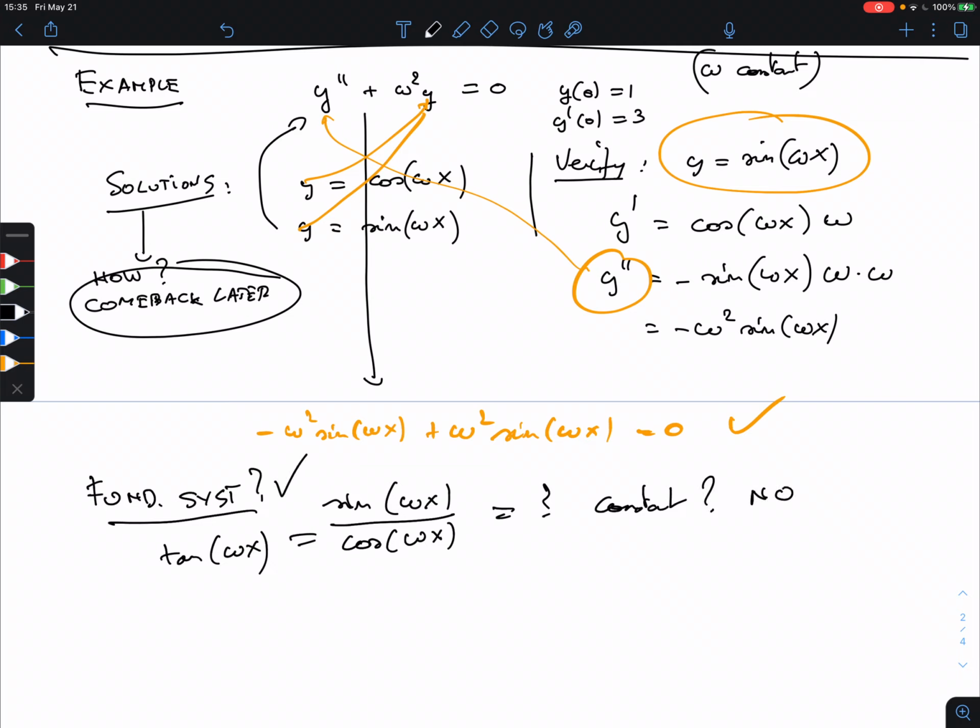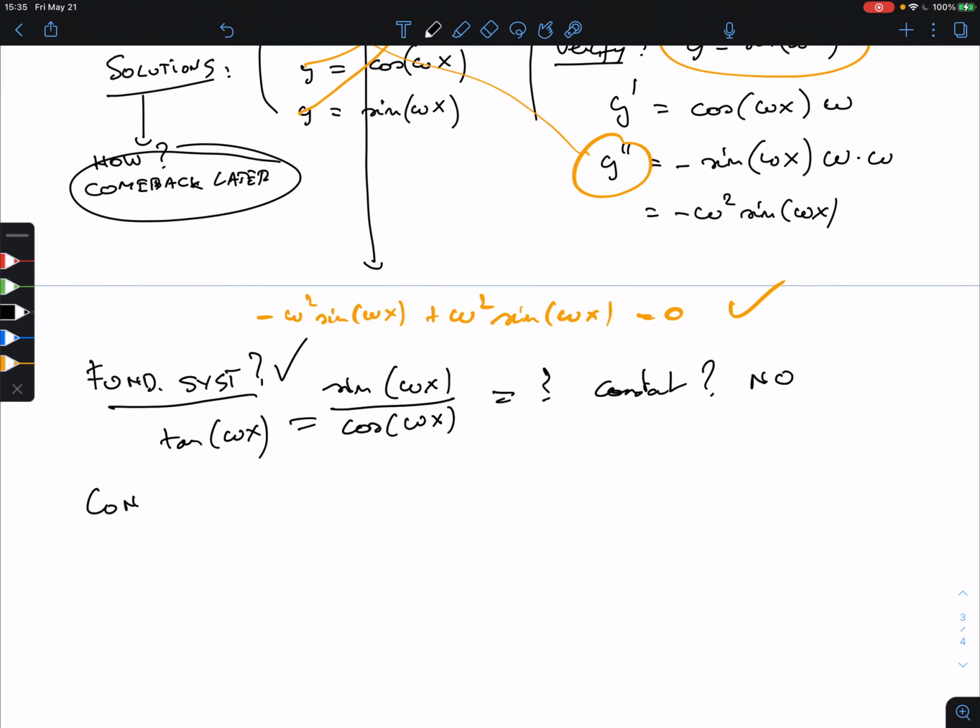So this is a fundamental system. Remember, it cannot be a constant. As long as it's not constant, we are there. There are other ways to check, and in the textbook they give this thing that they call the Wronskian, but I don't want to do this now. As we need it later, I will discuss it, but for now, let's not go there. This is very easy to check. Sine omega x over cosine omega x is clearly not constant, so we know.